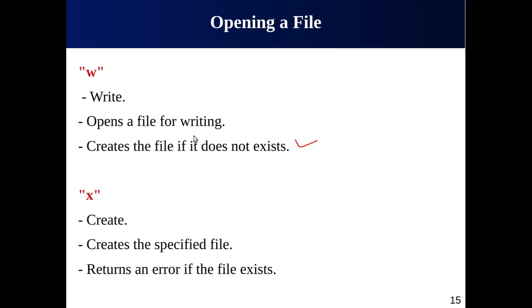Okay, these are not the only modes. There are some other modes as well, like X, which creates the specified file, and it will return an error if the file exists. That is like the opposite of writing and append. X means you are going to create a file for the first time, and if the file exists, it will give you an error. Hey, the file is already there, you cannot create it. That is the difference. Besides, we also have some other modes like T, like B, but we will not go into the details.